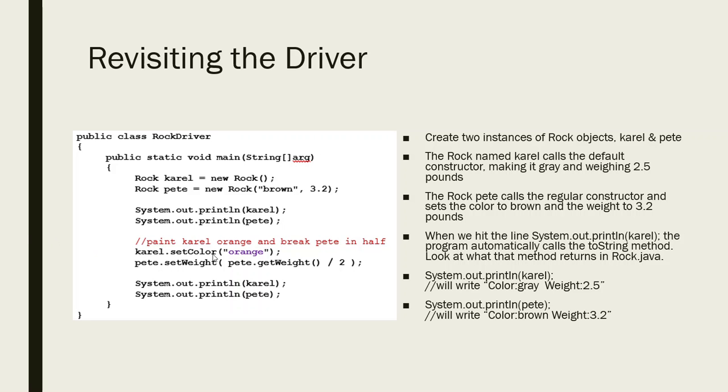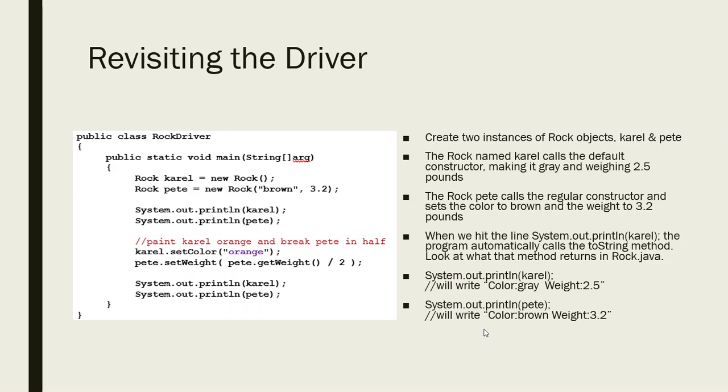Now, the next lines of code are going to be mutators. I'm calling the set method. So what I'm going to do is change Carol's color from gray to orange. That's what that set color orange is. And for Pete, I'm going to break him in half. I am going to get his weight, divide it by 2, and set the weight to half. So that's like cracking the rock in half and saying it's half its weight.